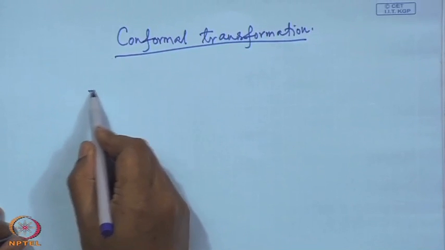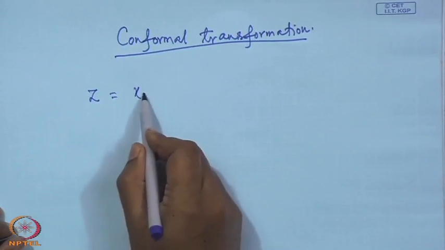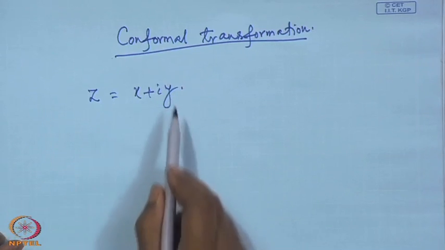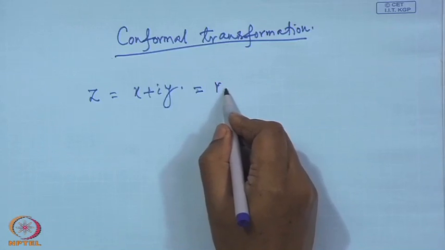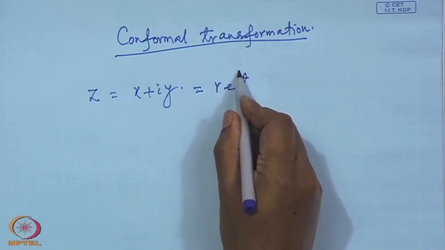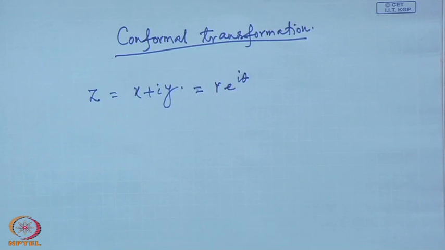A complex number is denoted by a real and imaginary part, usually written in this fashion. This I stands for imaginary, square root of minus 1. Sometimes j is also used for it, we will be using I anyway. This can also be written as r e to the power I theta, where r is square root of x square plus y square, that is the distance of the point or the magnitude of the number. If we say just a complex number, then r is the magnitude of the number and that theta is its argument.